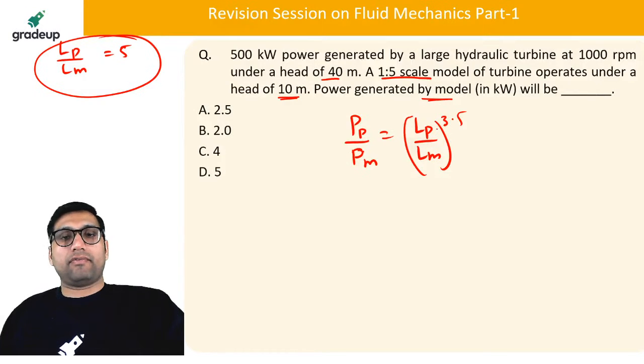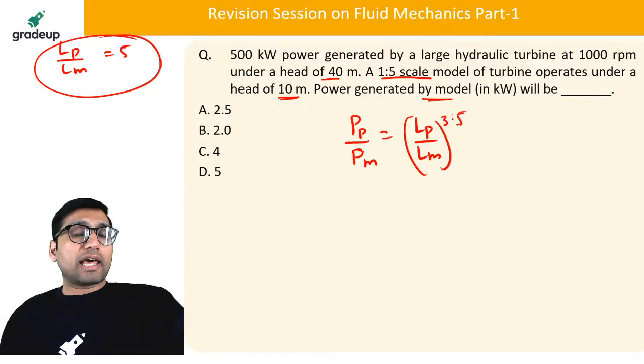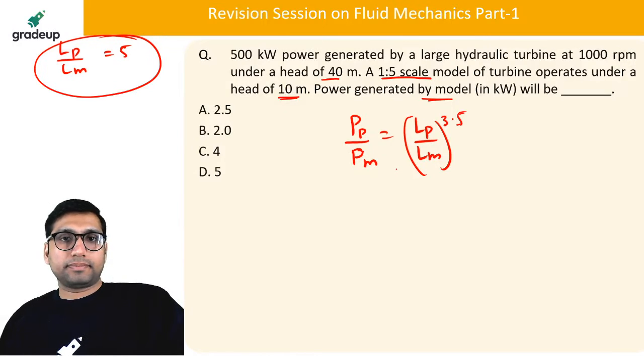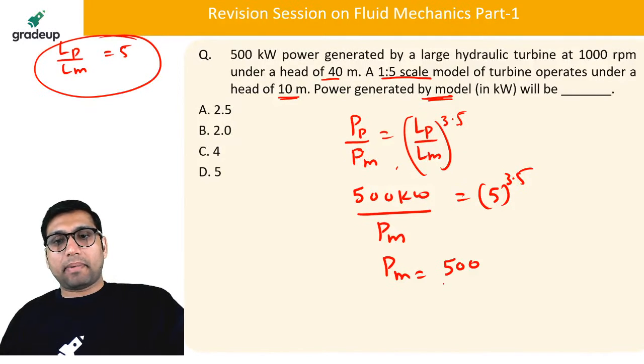Power 3.5. Very simple. You just have to use this relation. If you know the relation, the question will become very simple for you. You have to find the power of the model. Power of the prototype is 500 kilowatt, divided by power of the model is equal to 5 power 3.5. So power of the model will be equal to 500 divided by 5 power 3.5.